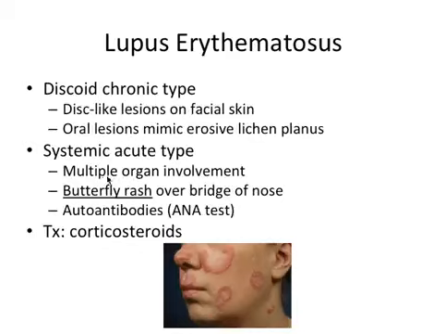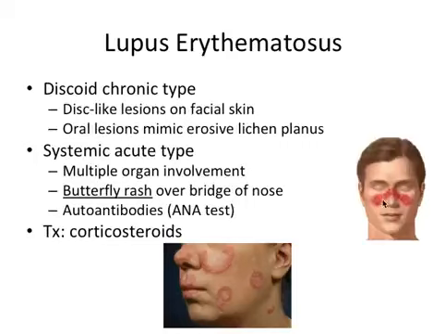There's also a systemic acute type of lupus. This is when you have multiple organ involvement, hence the systemic nature, and the characteristic butterfly rash over the bridge of the nose, which is kind of like this here. And it also involves autoantibodies due to its systemic nature. So we can run something called an ANA test, which is something you would do when autoantibodies are involved. Treatment is with corticosteroids yet again.